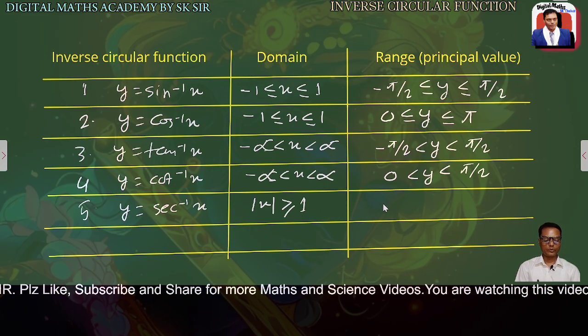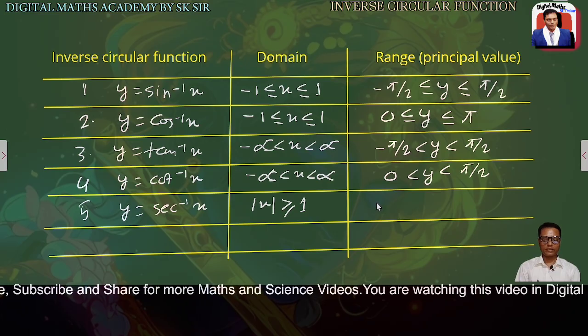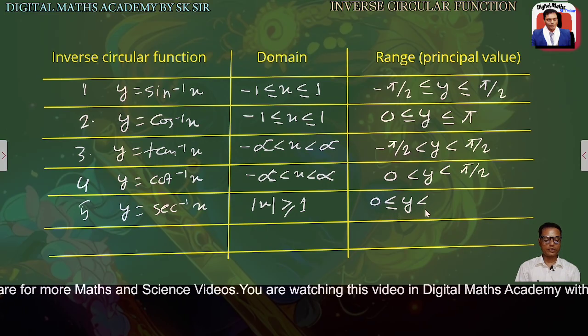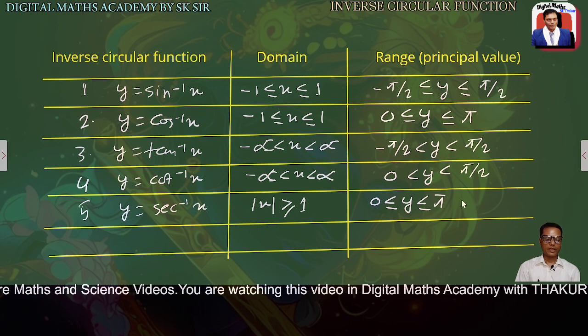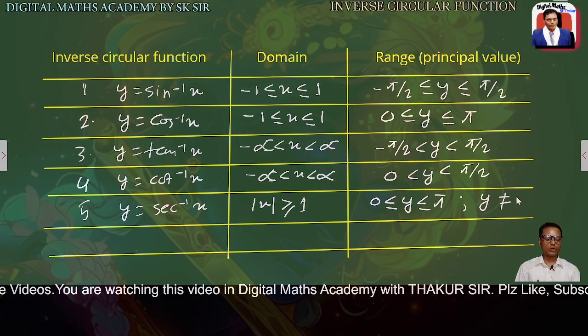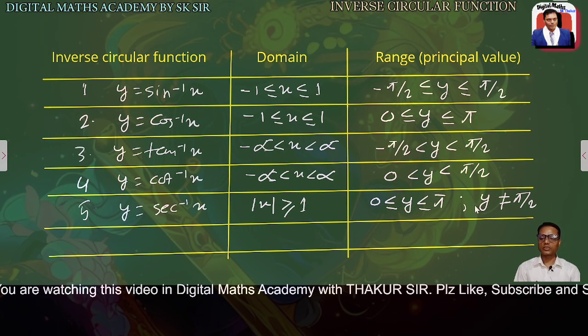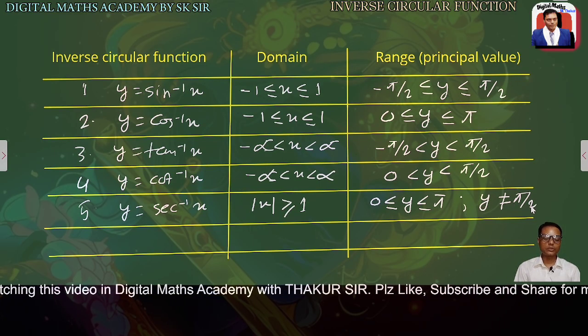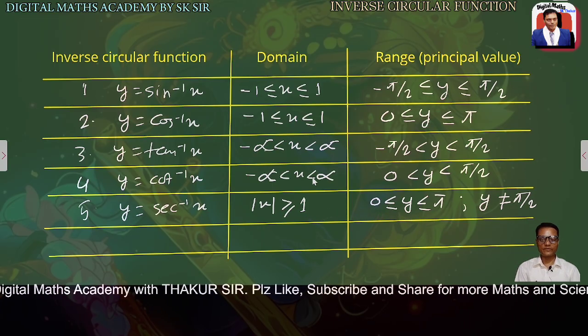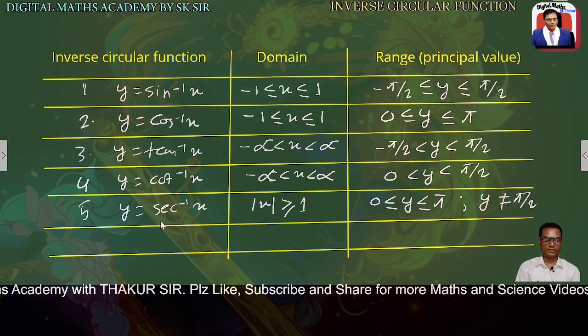And here we can say that for the sec, the range is 0 less than or equal to y, and less than or equal to pi, right? And here there is one condition: y should not be equal to pi by 2. Why? Because if the value of y becomes pi by 2, then it becomes an infinite value, okay? So when there's an infinite value, then we cannot do anything, right?